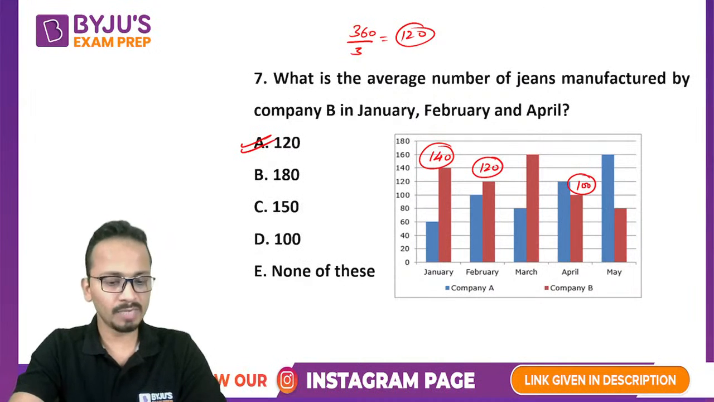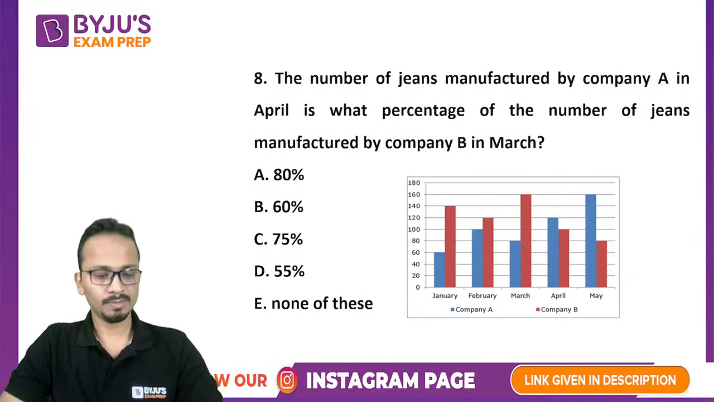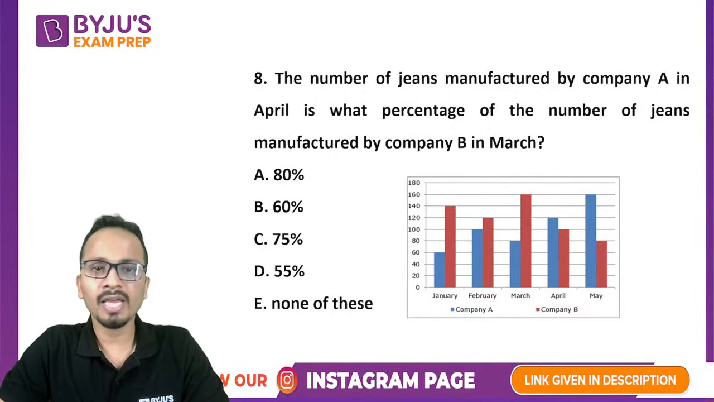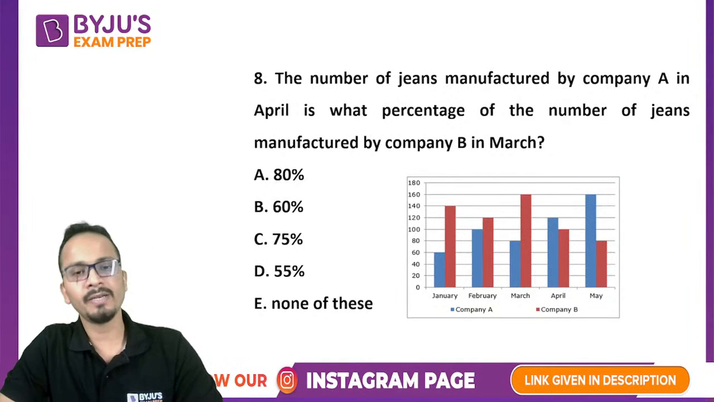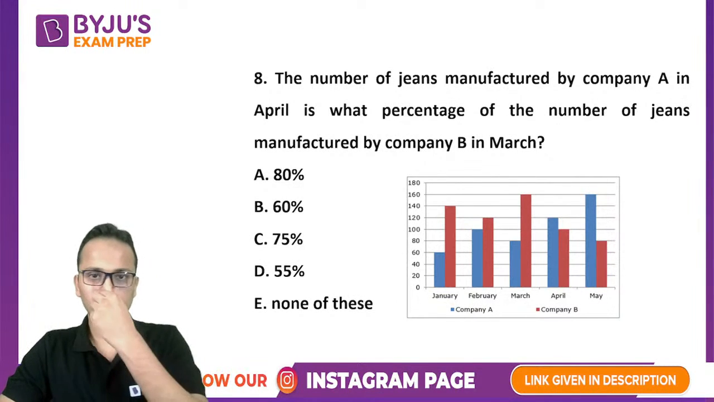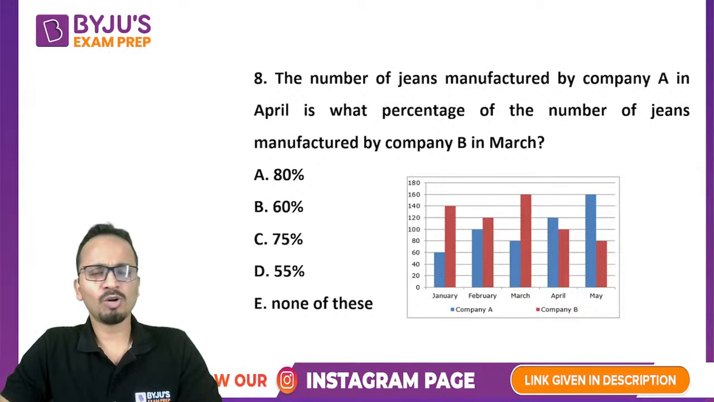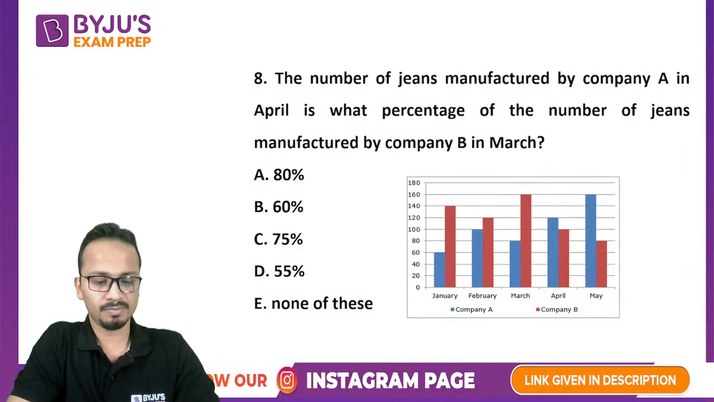Nice. Let's quickly move on to the next one. Question number 8. The number of jeans manufactured by company A in April is what percentage of the number of jeans manufactured by company B in March? This is a very small thing we need to take care of in such sets: we are picking up the right values from the graph.